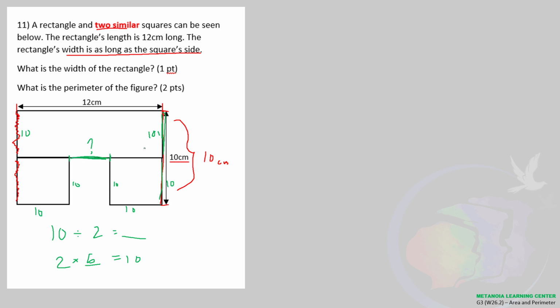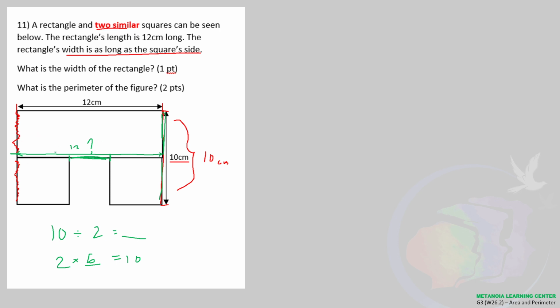This is quite the same as number 10 kanina. Knowing that the total distance from this point to this point is equivalent to 12. Okay, alam nyo na 12 yan. And this is equivalent to... Bakit 10 ang sinulat ko? Sorry. Why did I write 10? My bad. Nag-divide na nga, di ba? Sorry. My bad.